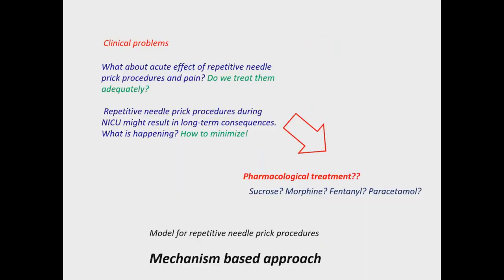Okay, so I'm back to the clinical problems. Can we treat these animals pharmacologically? We know in the clinic there have been trials on use of morphine, paracetamol, sucrose, and even fentanyl is now being considered. But the results are not very promising. So we do have this model now, and we thought, okay, let's understand what is happening in our model, and from that try to make a mechanism-based approach.